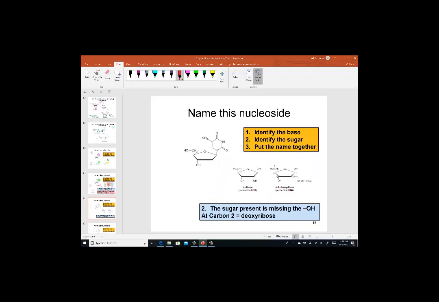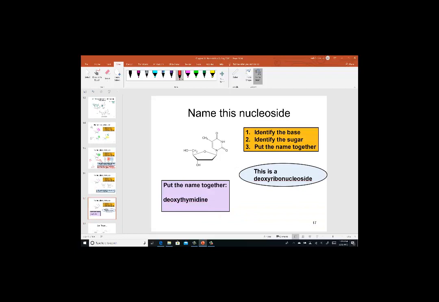So you're going to put it together. Identified the base. We said it was, you got it, we said it was thymine. You identified the sugar. You got it. It was deoxyribose. And when you put those together, you put the name as deoxythymidine. Deoxythymidine. The base, the sugar, and putting it together.